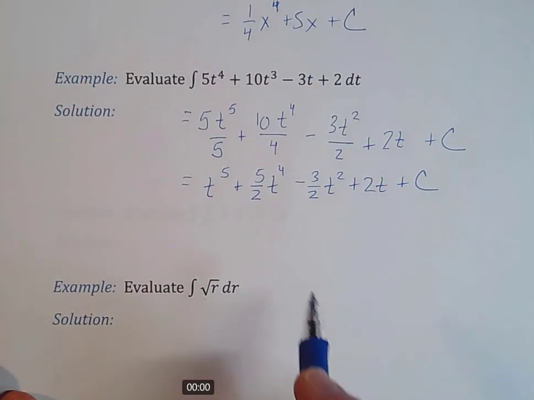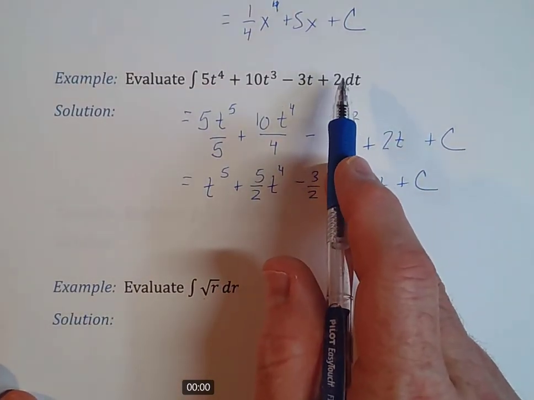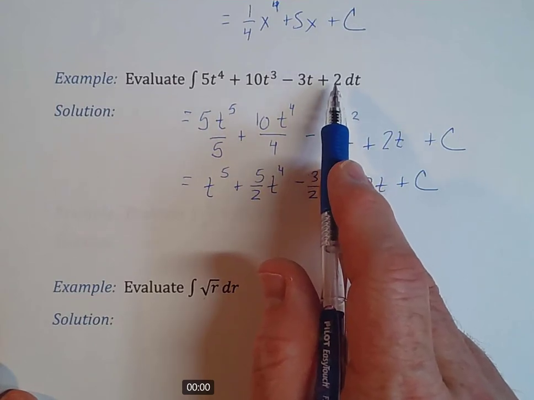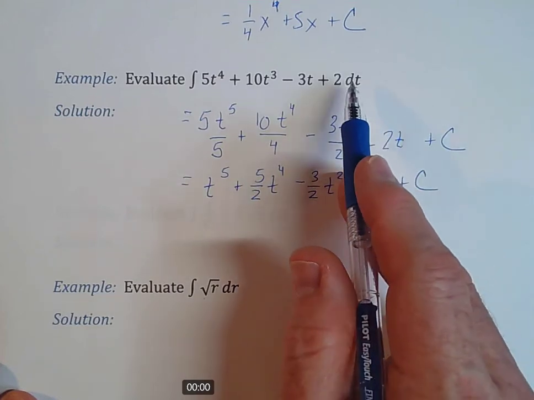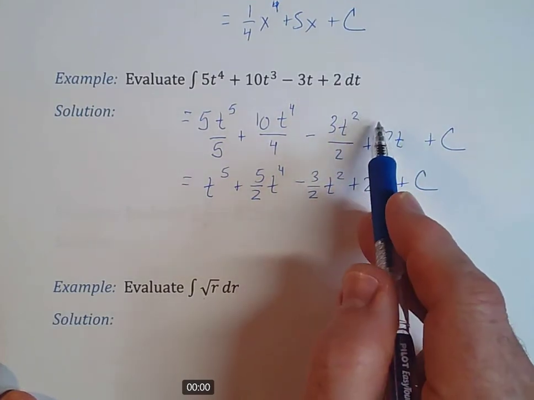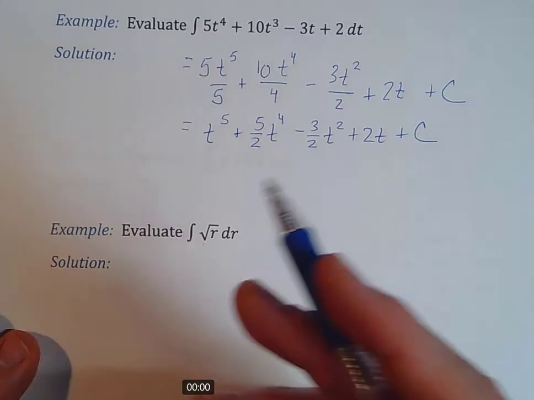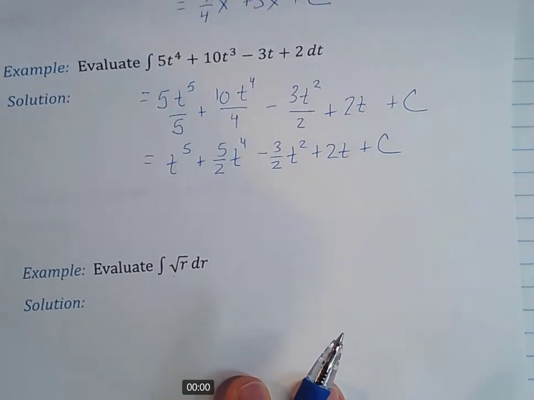Like up here, when we had this 2 all by itself, a very common mistake that I see is that if you get the 2, you just say, oh, okay, well, that's got to be 2x when I do the antiderivative. Pay attention to what your variable is. It's actually 2t in this case, and so just make sure you're paying attention to your variable.